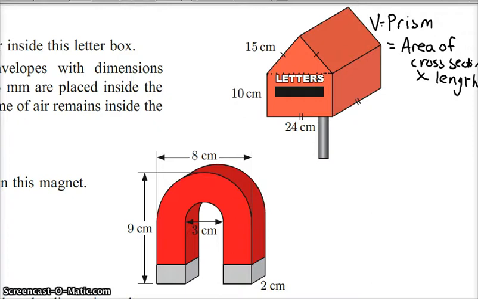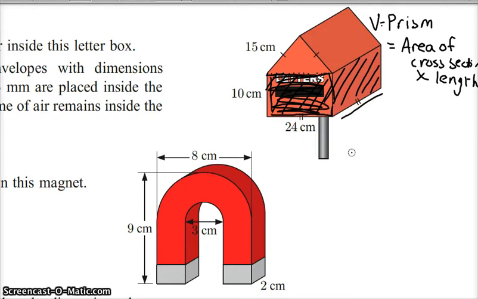Okay, so here for this part of the shape, or this part of the letterbox, we would be working out the area of the cross section through there. Okay, and multiplying it by the length. Is that okay? All right, that would give us the volume of that rectangular prism, yeah?